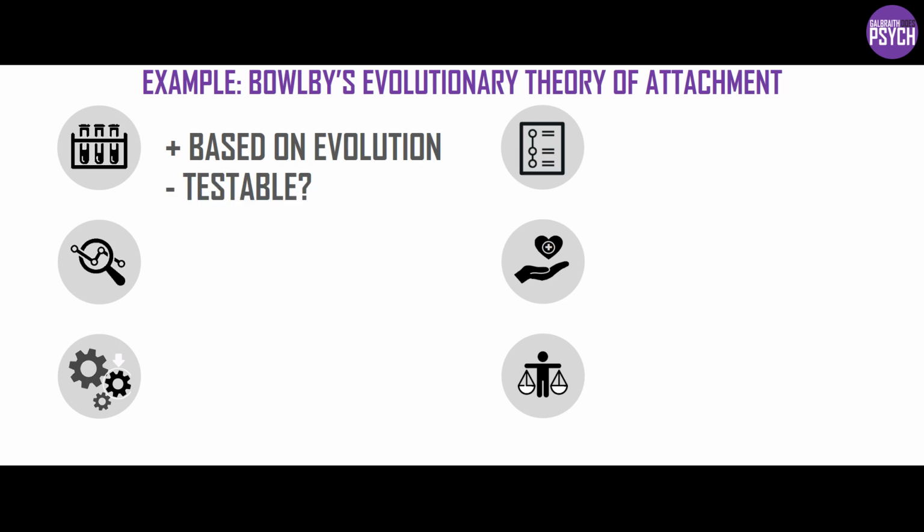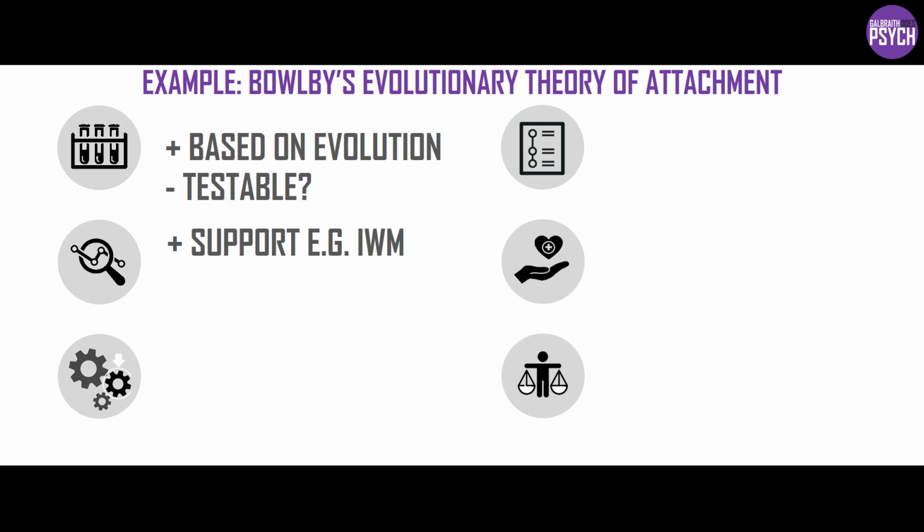However, one of the problems with evolutionary theories is actually running an experiment to test their principles. We can't take a sample of children and say, okay, you're going to have attachment, and this group over here, you're not going to have attachment, and we're going to see who survives. So it makes it difficult to adhere to the scientific principles of things like falsification and replicability.